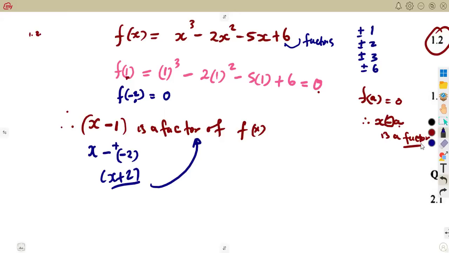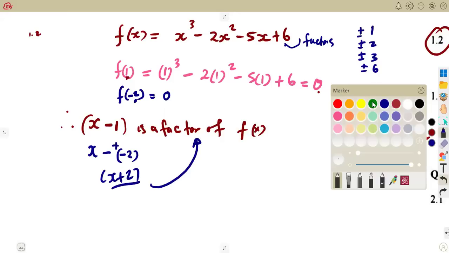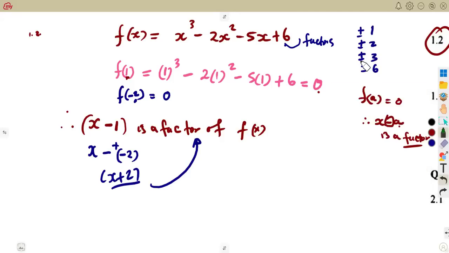If you understand this, guys, you can even do any one. So you move on to 3. 3 is also going to give us a 0. F of 3, you substitute in place of x, you put a 3 on your calculator, and you are going to get a 0. So what does it mean? Therefore, x minus the number that you substitute to get a 0. x minus 3 is a factor of what?